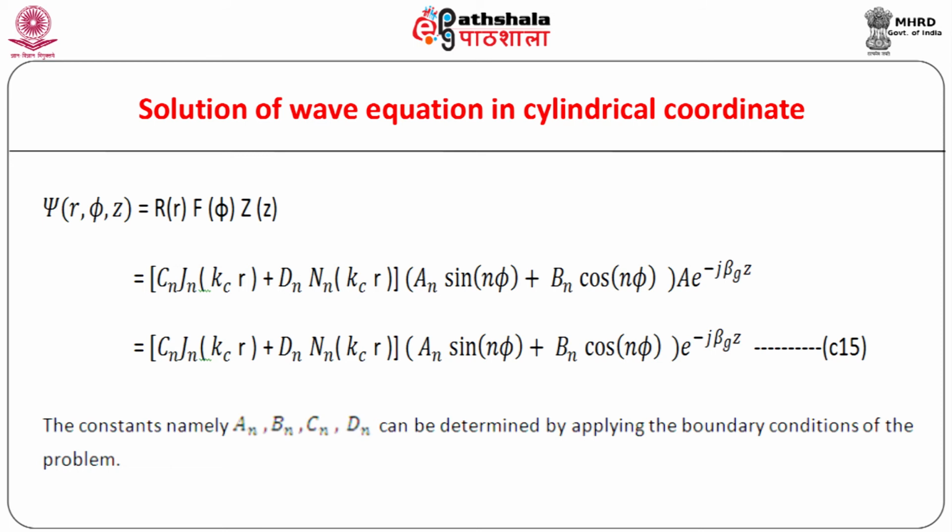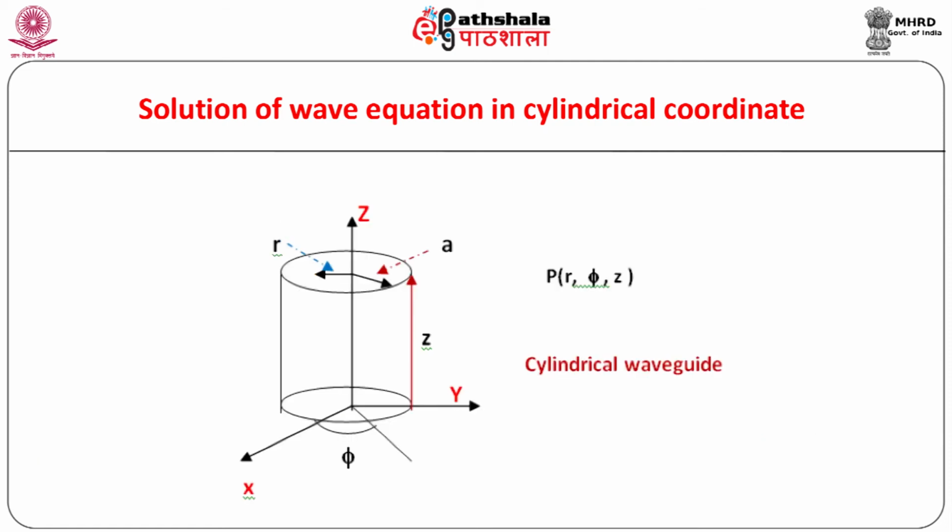Thus, by using the method of separation of variables, we obtain the solution of Helmholtz equation in cylindrical coordinate systems as shown. Let us call it equation C 15. The constant A can be absorbed in the other constants and need not be shown separately. The other constants, namely An, Bn, Cn and Dn, can be determined by applying the boundary conditions of the problem. Let us see how we can simplify this solution in the case of propagation of an electromagnetic wave through a cylindrical waveguide of radius a along the positive direction of z axis as shown.